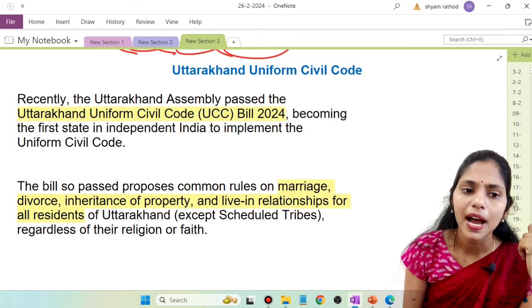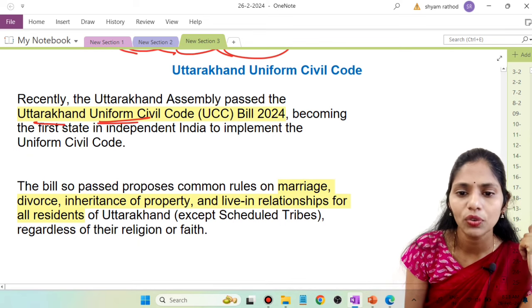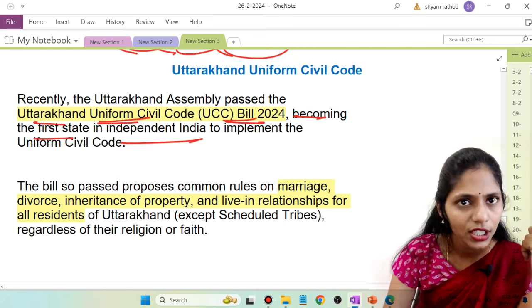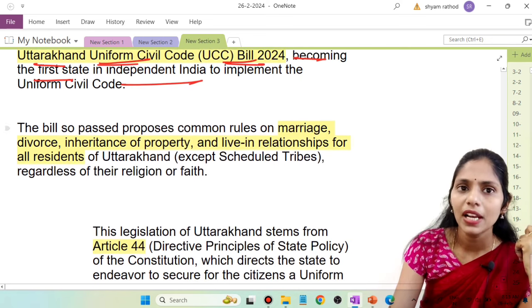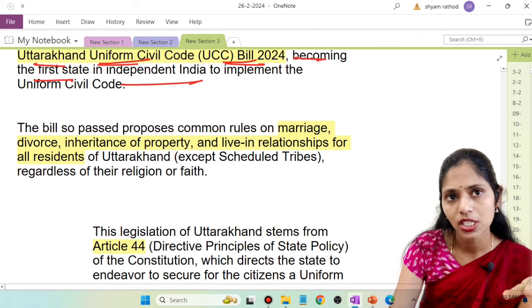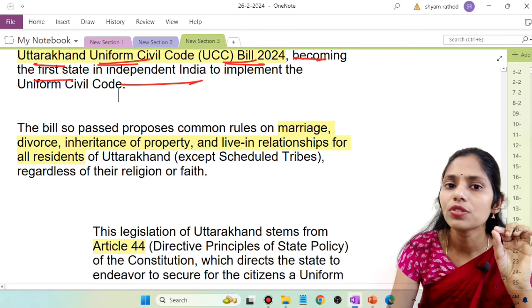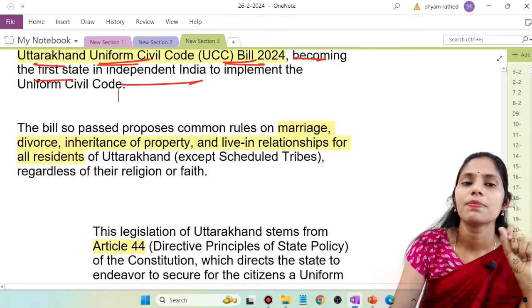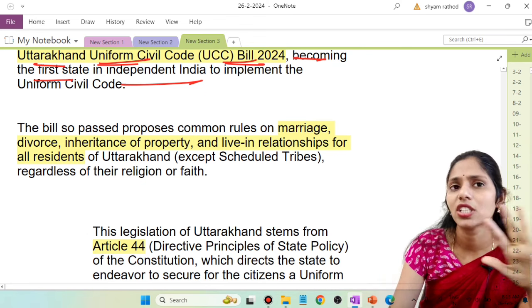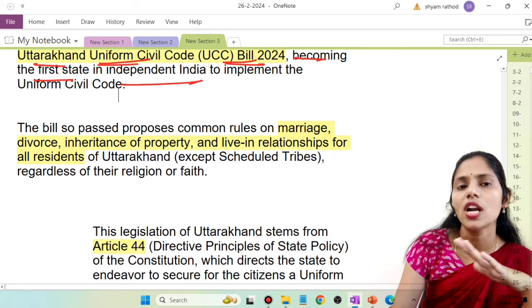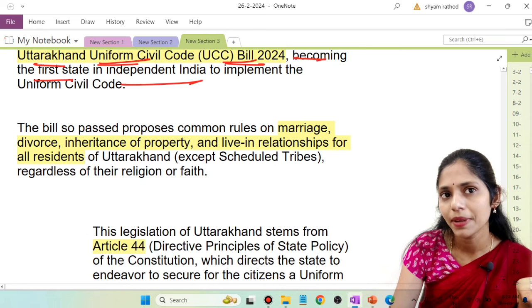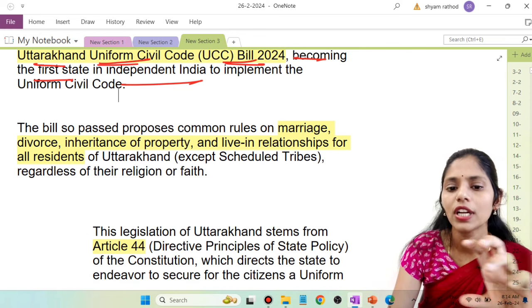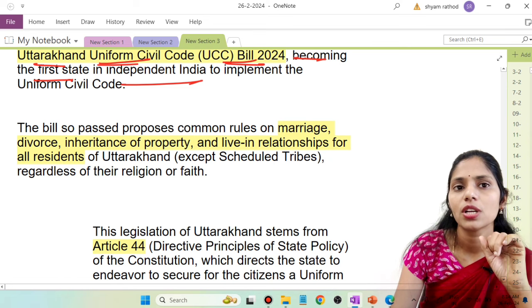The Uttarakhand Assembly passed the Uttarakhand Uniform Civil Code Bill 2024, becoming the first state in independent India to implement this Uniform Civil Code. The bill came with proposals like common rules for marriage, divorce, inheritance of property, and live-in relationships for all residents, but it is not touching the Scheduled Tribes. For other general people, there will be common rules for marriage, divorce, inheritance of property, and live-in relationships.